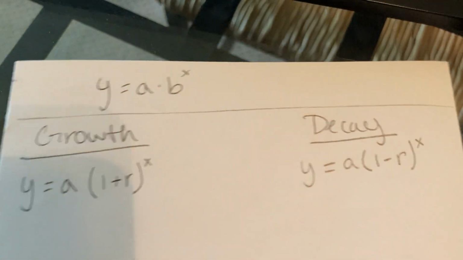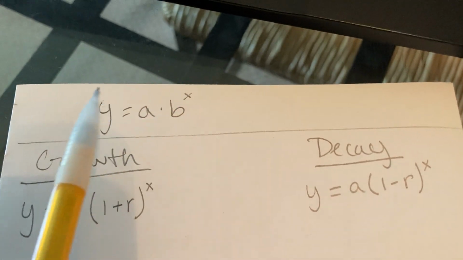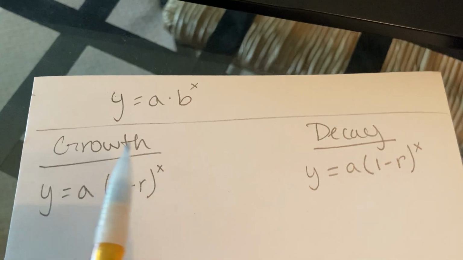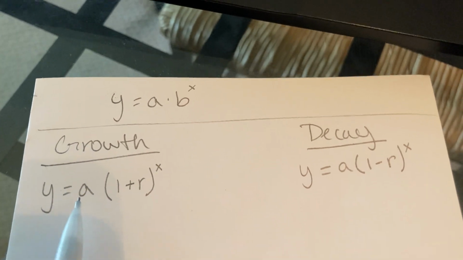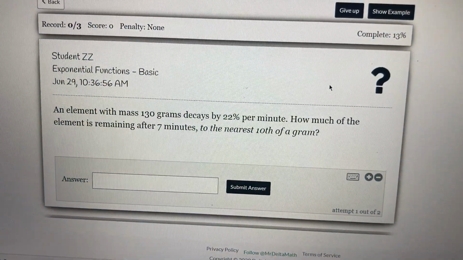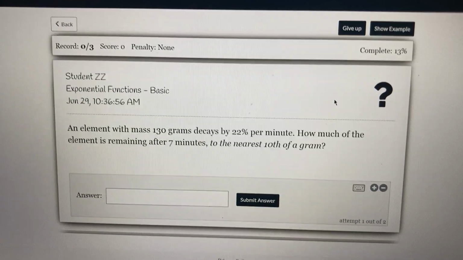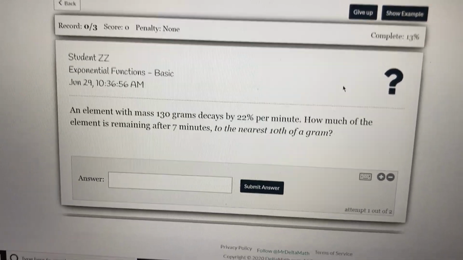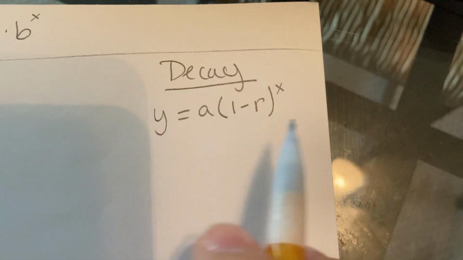So what you're going to need to know here is, up here is the basic exponential function, and I've changed it here. This is what you would use for growth, and this is what you would use for decay. So you want to look into the problem and see, is something growing, increasing, or is it decaying, decreasing? So this is decaying. So we're going to be focusing on this equation on the right.